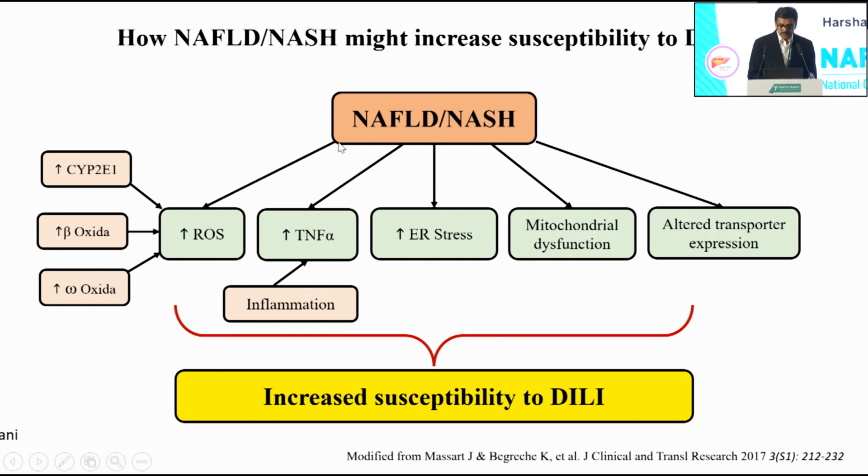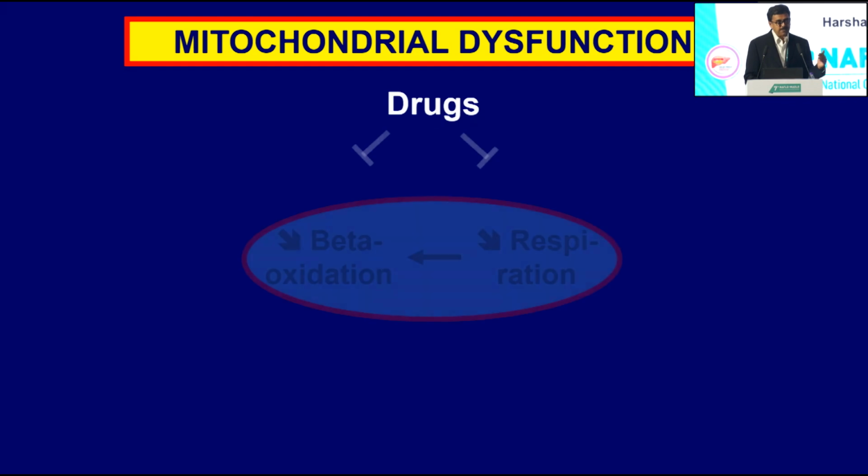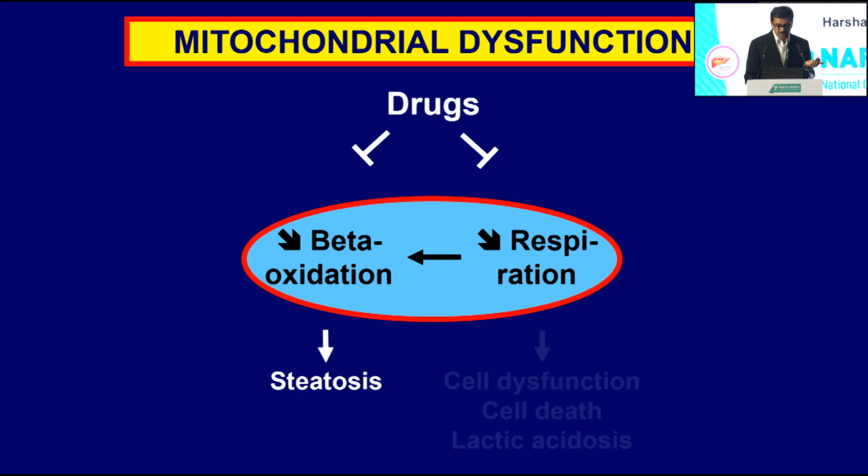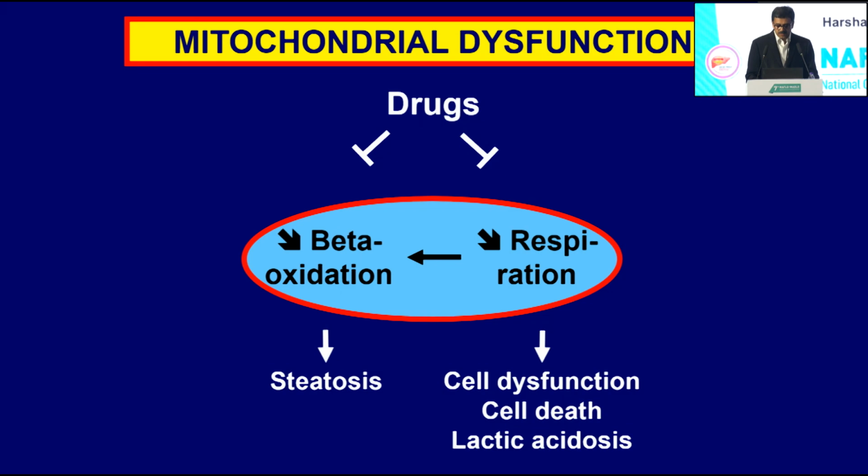So how does NAFLD or NASH increase susceptibility to DILI? This increases because of its impact on CYP2E1, with increased reactive oxygen species, TNF-alpha increase, ER stress, mitochondrial dysfunction, and, as I mentioned earlier, altered transporter expression. Simplifying mitochondrial dysfunction, if you take these drugs, it impacts the beta oxidation of fatty acids. It also impacts the respiratory chain. If the disease is mild and you withdraw the drug, you have reversal of the disease from steatosis. But if the disease is far advanced, then there is cell dysfunction, cell death, as well as lactic acidosis.